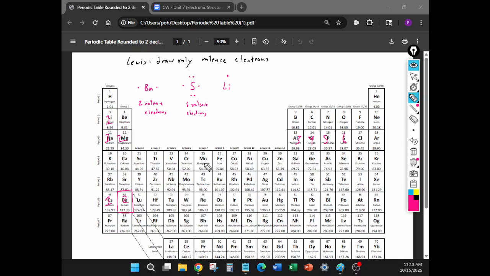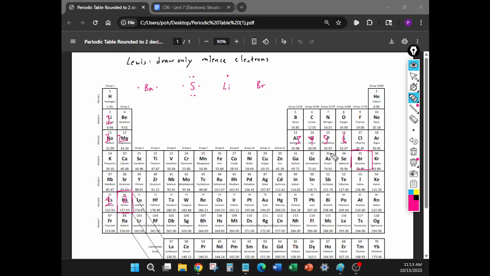Okay, now it doesn't stay that simple, unfortunately. There is another thing that we need to keep in mind for Lewis structures, and that is elements that are lower on the periodic table. So we're going to take a look at bromine, and talk about how to draw the Lewis structure for things like bromine.